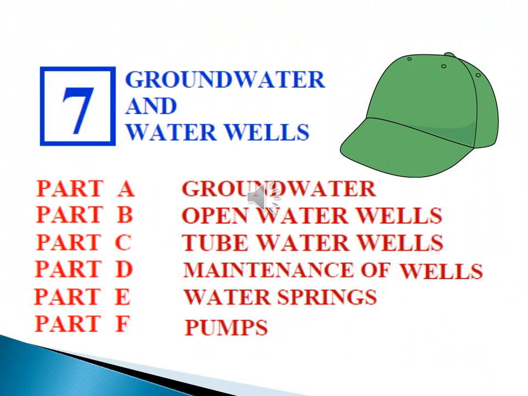Groundwater and water wells is our seventh subject. My dear, for simplifying this subject, we'll divide it into six parts: Part A, groundwater; Part B, open water well; Part C, tube water well; Part D, maintenance well; Part E, water springs; and Part F, pumps. Let us see together.